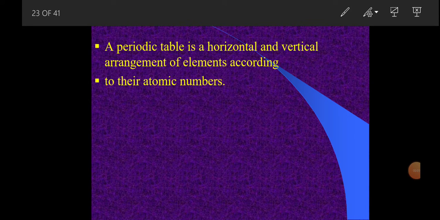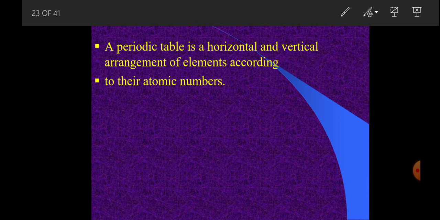Our today's video is about the periodic table. A periodic table is a horizontal and vertical arrangement of elements according to atomic numbers. You can define the atomic number as the total number of protons in the atom of any particular element.